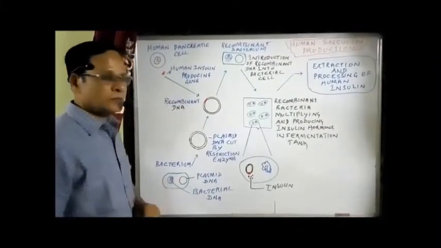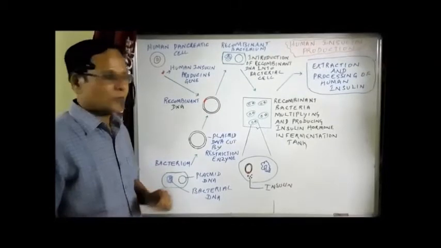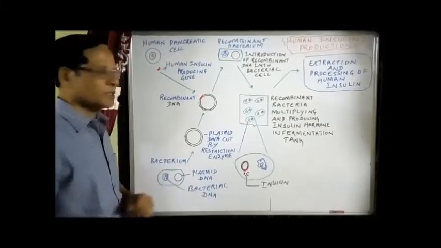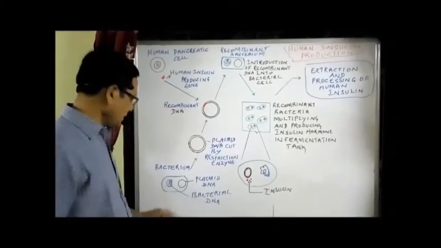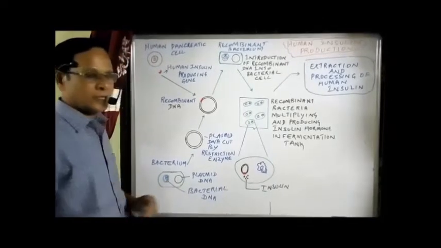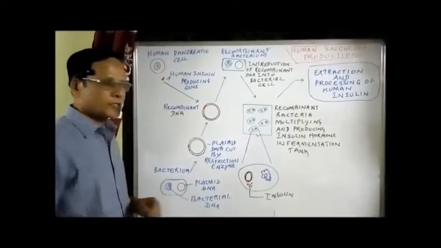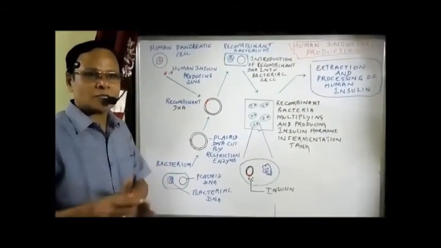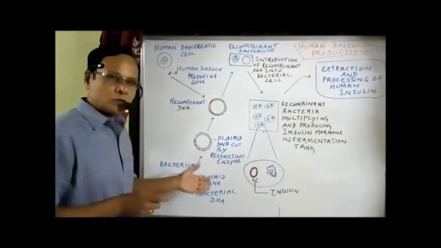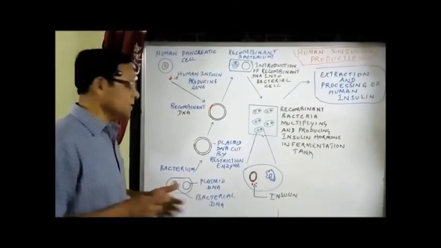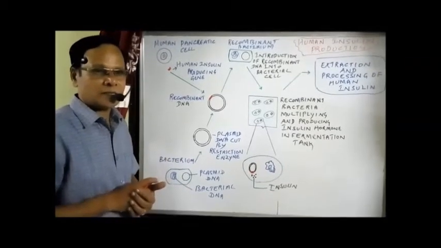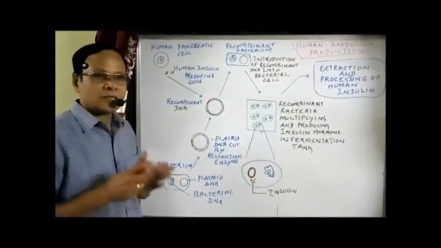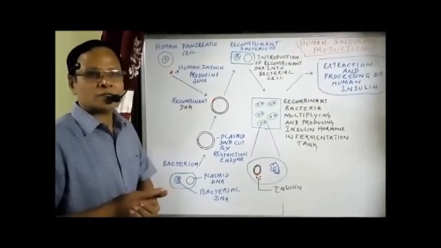Now we have the bacterium. The normal bacterium used as a host for insulin production is E. coli, which is the best one. This E. coli bacterium has a plasmid as well as its own DNA. The plasmid acts as a vector. We have a number of vectors for transferring a gene from one cell to another, and the most suitable vector is the plasmid DNA, the circular double-stranded DNA present in bacteria.